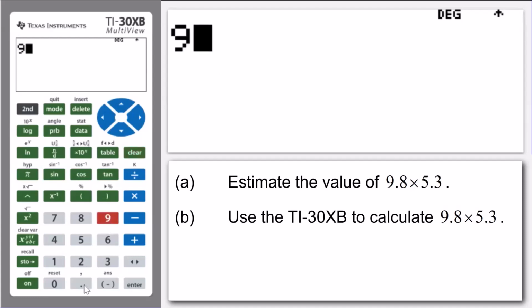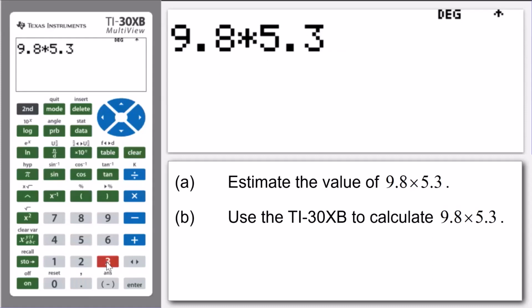So we enter 9.8, press the multiplication key, and then enter 5.3. We're expecting the answer to be just above 50. We press enter and we get an answer of 51.94. So as students, you will need to be able to estimate answers to such calculations. It provides a use for mental computation, and when using a calculator, this estimation technique will help you to make sense of calculator outputs.